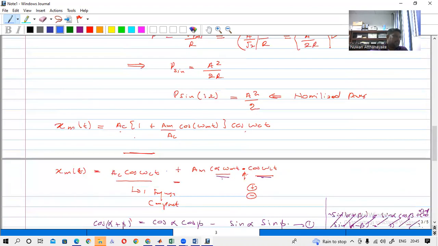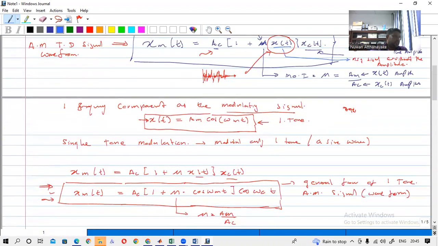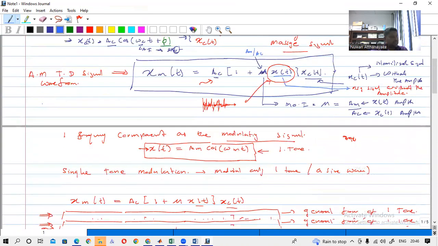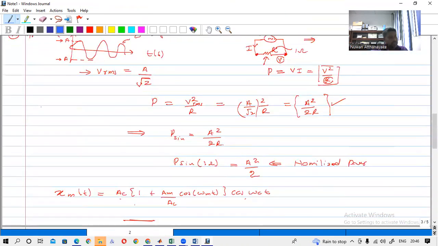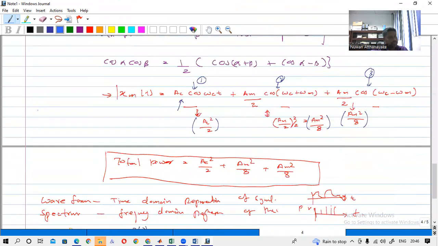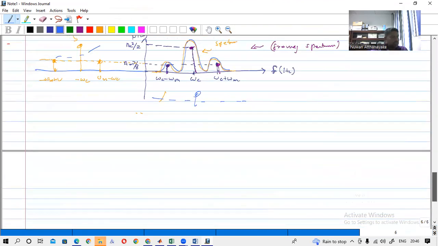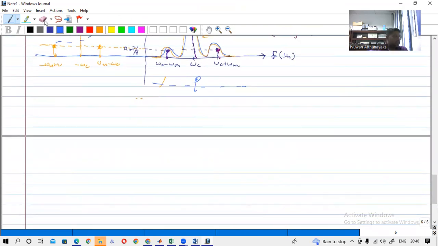So I think now you can do this one also. Now draw the waveform. We have already done that one, so we know how to write the waveform.